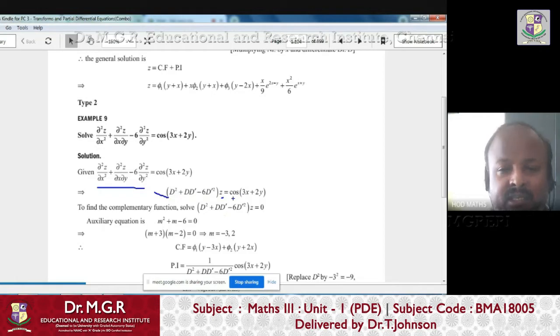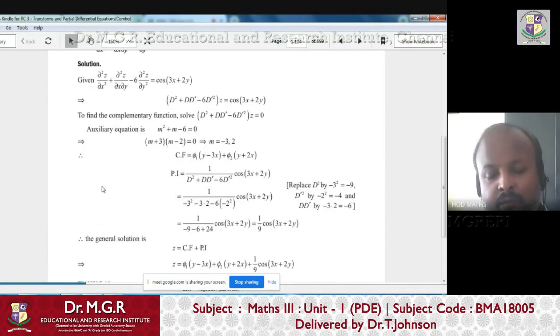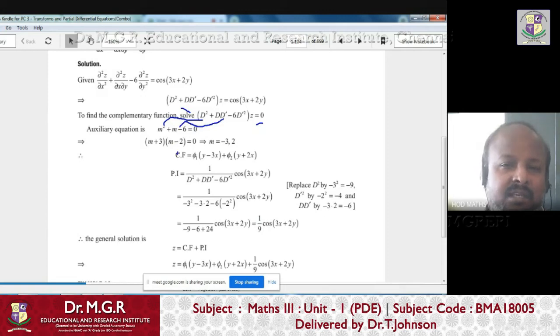Now the right hand side is a trigonometric function, so now the methodology is different. But finding the complementary function is the same. Only when we come to the particular integral, we have a different thing. For the complementary function, it is the same. So in the complementary function, we simply write this term, z no need. Only this term we have to substitute D equals m and D dash equals 1, and we get a nice equation, and we are getting two roots.